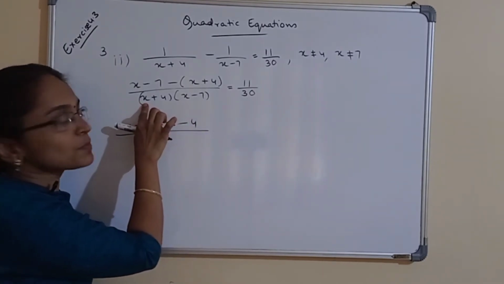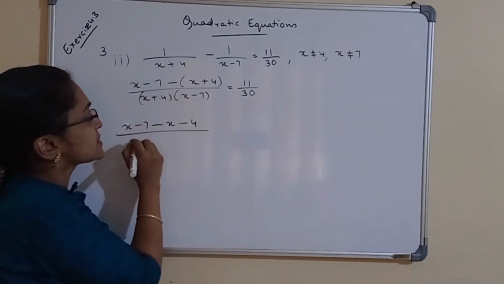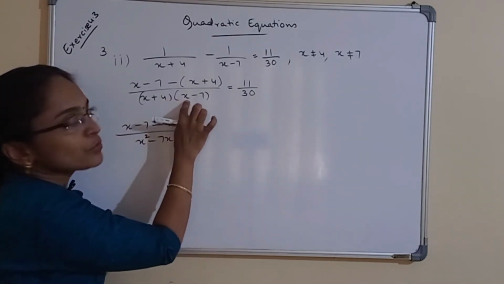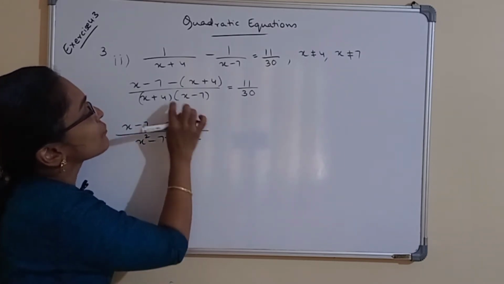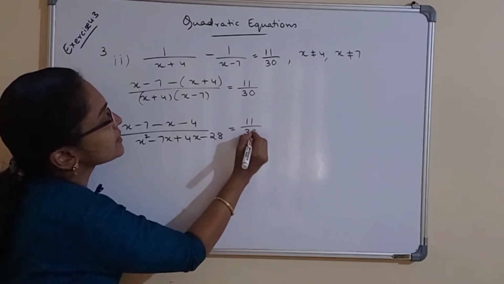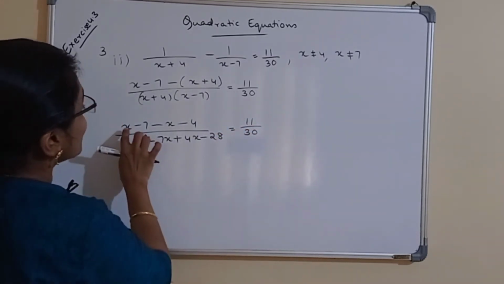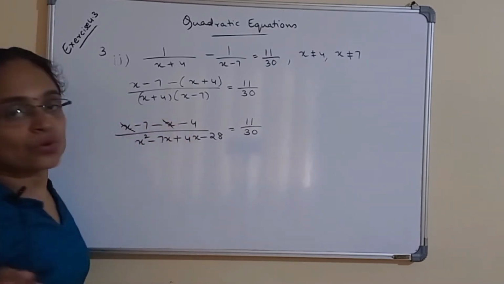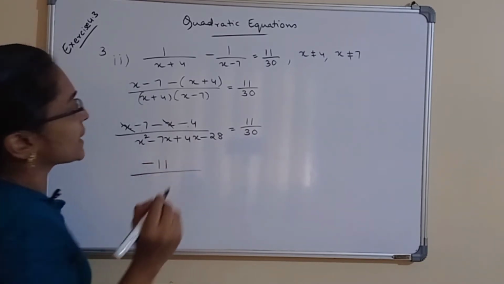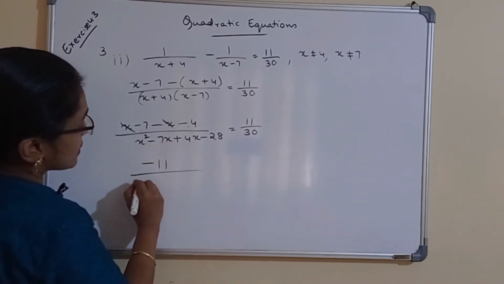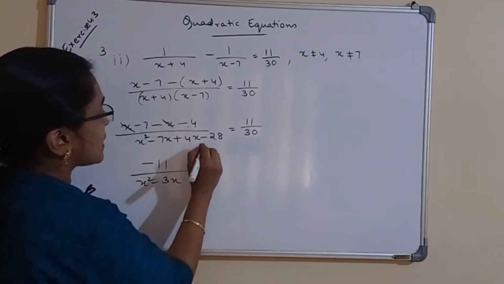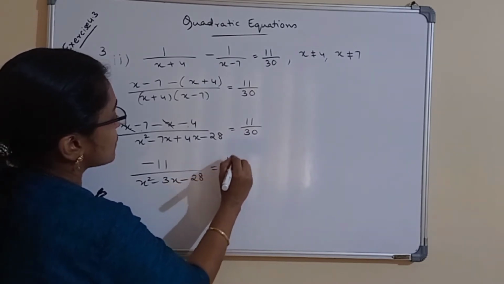First multiply this x by x minus 7. x into x is x square. Then x into minus 7 is minus 7x. Then 4 into x is 4x. And 4 into minus 7 is minus 28, is equal to 11 by 30. Okay, now x minus x is 0. So we can cancel that. And minus 7 minus 4 is minus 11 by x square. Then minus 7x plus 4x is minus 3x. Then minus 28 is equal to 11 by 30.